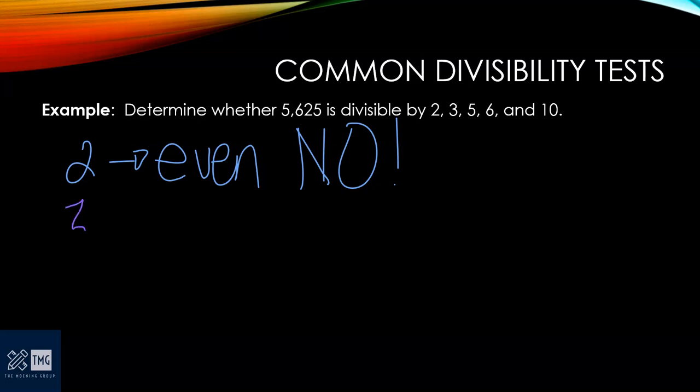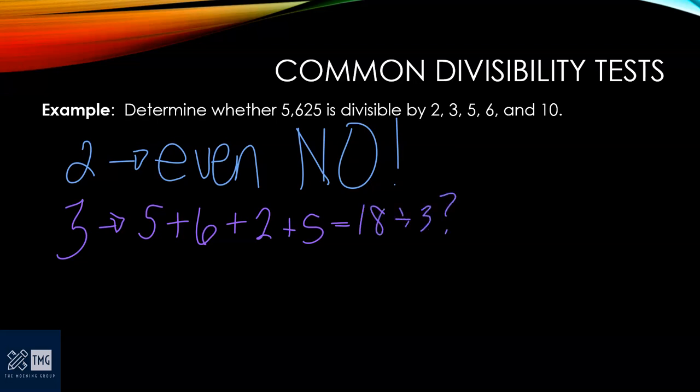Okay, next let's look at 3. To be divisible by 3, that means the sum of the digits. So I'm going to add the digits together: 5 plus 6 plus 2 plus 5. Now that gives me 18. Is 18 divisible by 3? Yes, 18 divided by 3 is 6. That means this whole number is divisible by 3. So 3 is a yes.